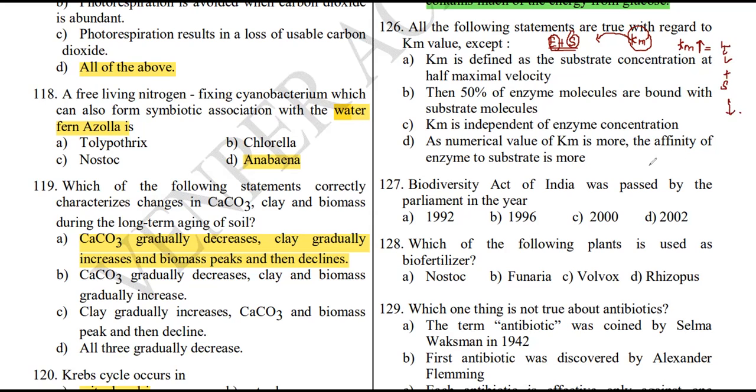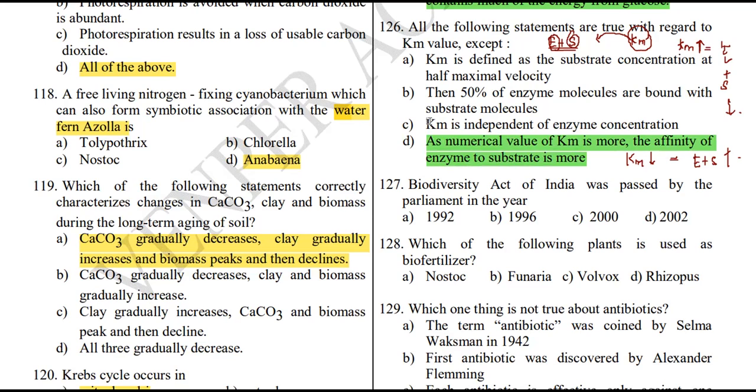If the Km value is less, then the binding capacity of E and S, the enzyme and the substrate, is more. Let's see the last option. The question is, which of the following are true with regard to Km value except one, which means they ask you to find out the wrong statement. As the numerical value of Km is more, the affinity of enzyme and substrate binding should be less, which means they are inversely proportional. But they have given that both will increase simultaneously, which is the wrong statement.